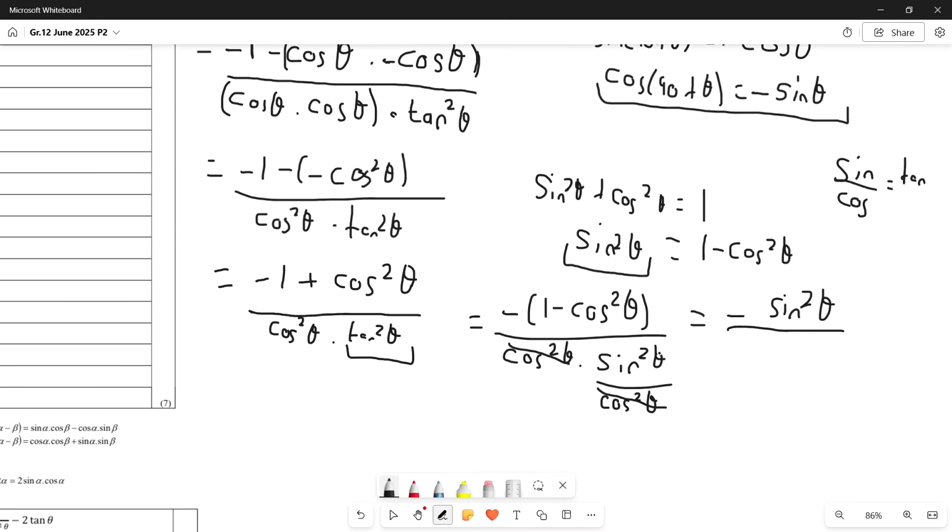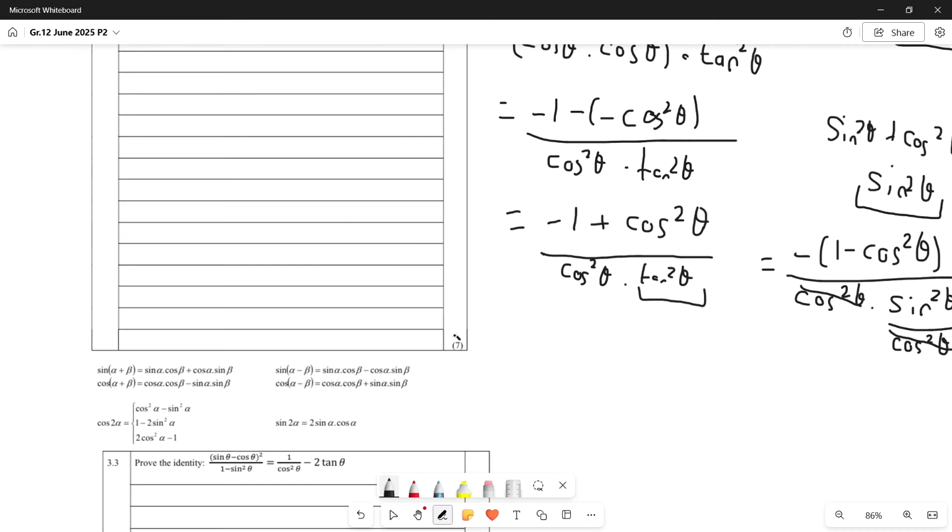What is remaining is the sine squared theta over here. And this is the aim. This is what we are going for. The same thing over the same thing, we keep the negative out, and we just end up with a -1 as our final answer. Great job, guys. So that just earned us 7 marks.